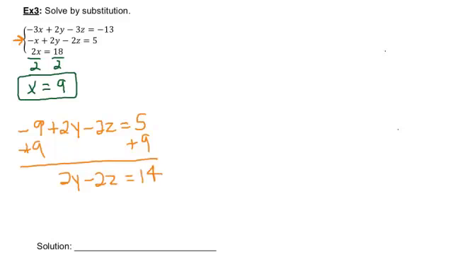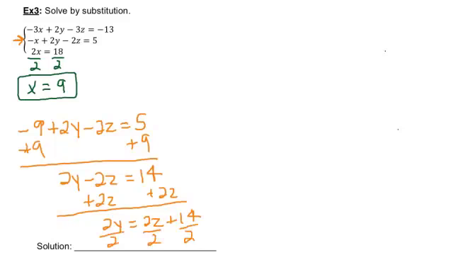Now if you remember from above, we need to get a variable all by itself. So we either need to solve for y or for z. In this case, the y is a positive number, so I'm going to solve for that. Again, you could solve for z, that would work as well. So we're going to add 2z to both sides. So 2y equals 2z plus 14. And then I need to divide everything by 2 to get y all by itself. So we get y equals z plus 7.